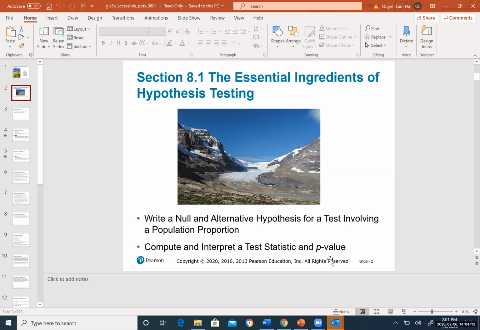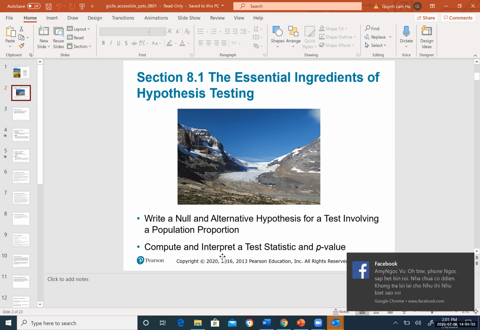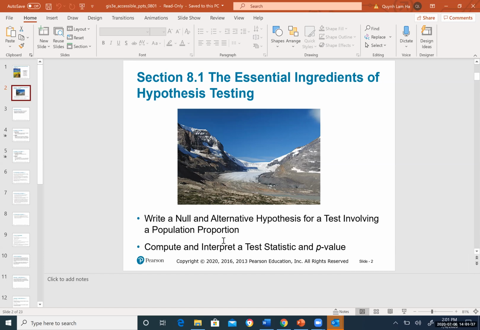The P-value right here is talking about the probability under the curve. And this probability might be on the right, might be on the left, or might be both. Another name for the P-value is probabilities. You will learn how to compute this by t-test or z-test. But for this population proportion, you will do z-test only.